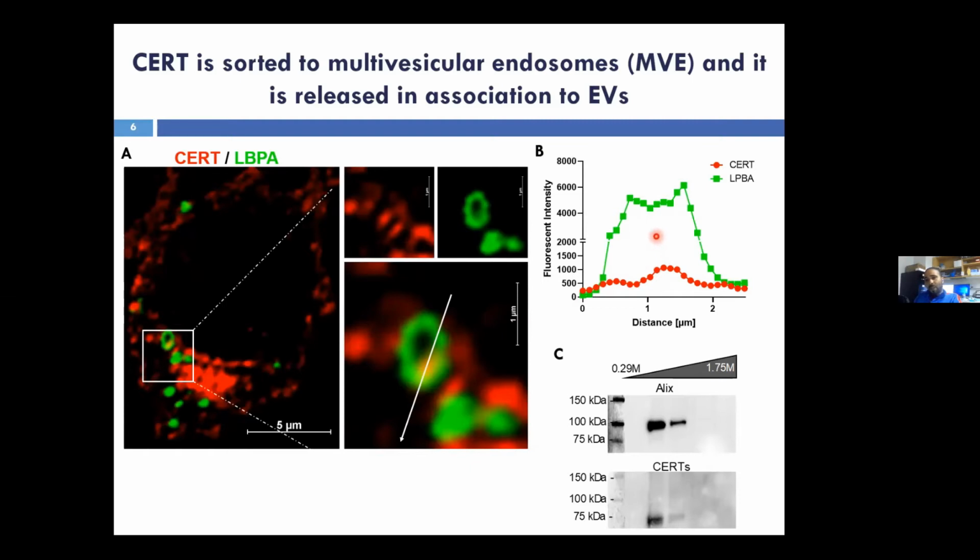So then we searched if CERT could be found in association with EVs extracellularly. So we isolated extracellular vesicles from the supernatant of N2A cells, neuroblastoma 2A cells. The isolation was performed by sucrose gradient, and we found that CERT was present in the Alix-enriched fraction, as you see here in C.